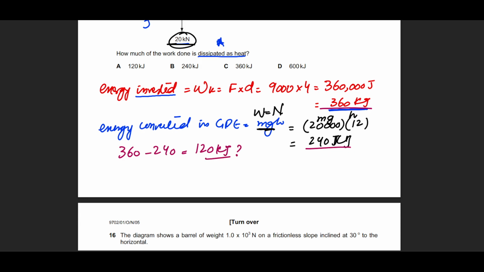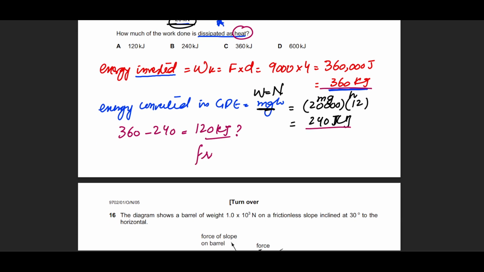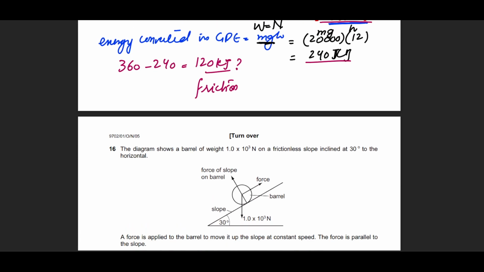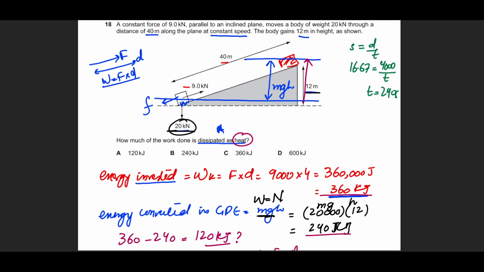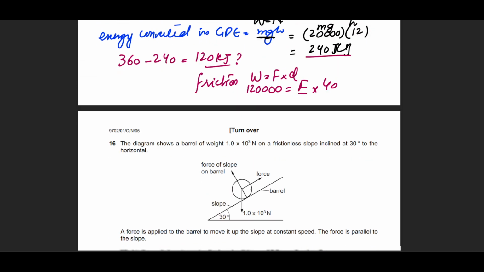Where have they gone? They have been converted into heat by doing work against friction. So this is what he was asking you. And if you have to find the force of friction, that could be found by work done equals F into D. You lost 120,000 joules. F is the friction that you worked against, multiplied by how long you moved with that friction. You moved 40 meters, so you put 40. Now you can find the force of friction that had to be overcome while this motion was happening.